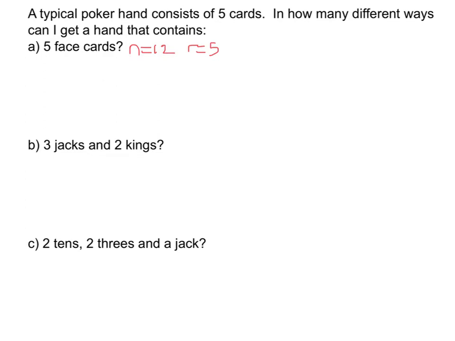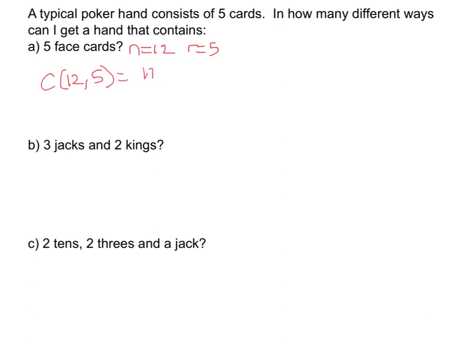So this is going to be a combination, and the truth is any problem that involves a hand of cards is going to be a combination, because if you think about it, if you take the cards that are in your hand and you reorder them, it's really the exact same hand that you had before. So the order doesn't matter, and this is a combination. And so we have the combination of 12 things taken 5 at a time.